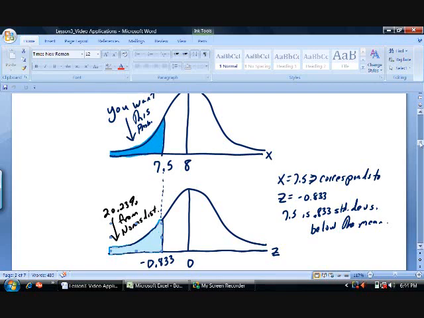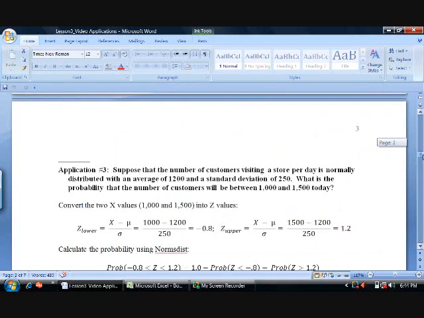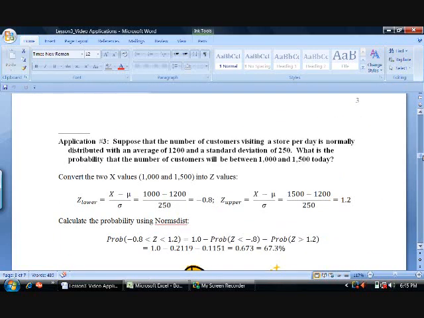Alright, moving on. Application number 3. Suppose that the number of customers visiting a store per day is normally distributed with an average of 1,200 customers and a standard deviation of 250. What is the probability that the number of customers will be between 1,000 and 1,500 today?